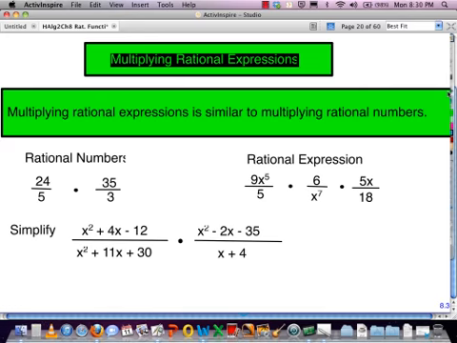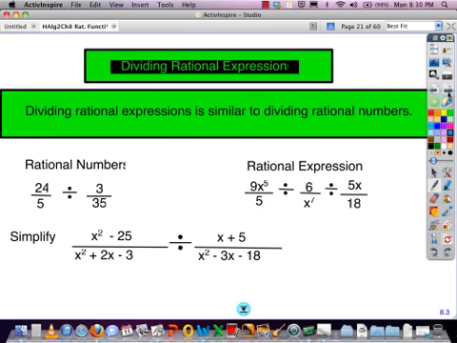Obviously, after we multiply, we should know that we can divide. And dividing is just like our rational numbers also. You should have learned that you never divide with fractions. You always multiply by the reciprocal. So you should be rewriting this as 24/5 times, flip it, the reciprocal would be 35/3. And again, from there, you would do your canceling.